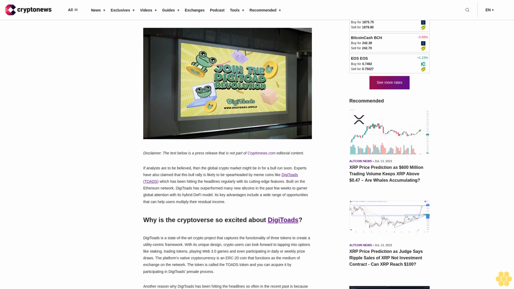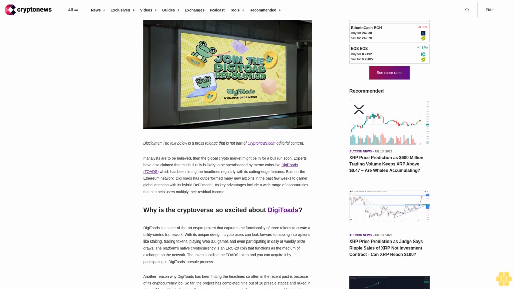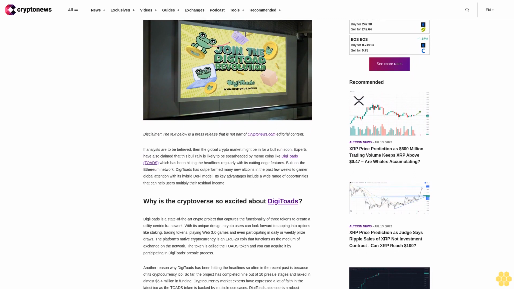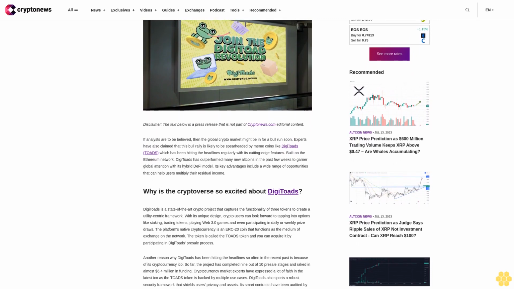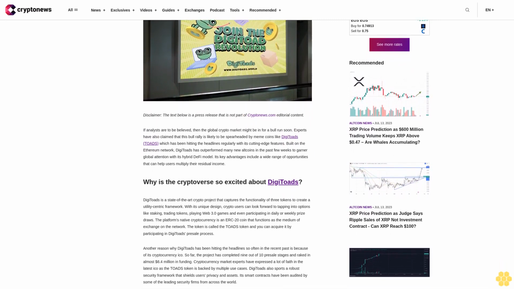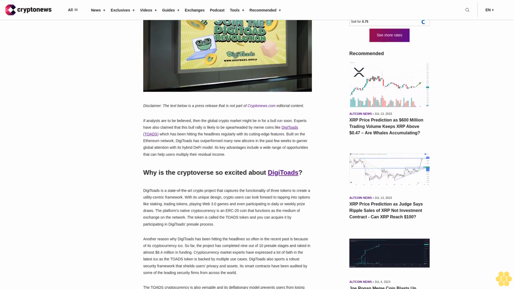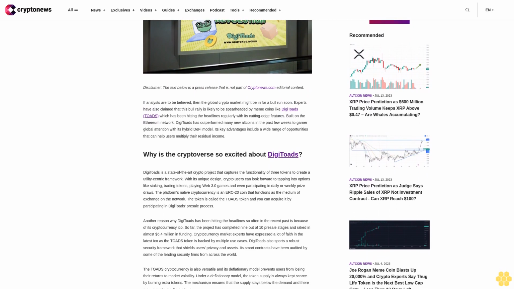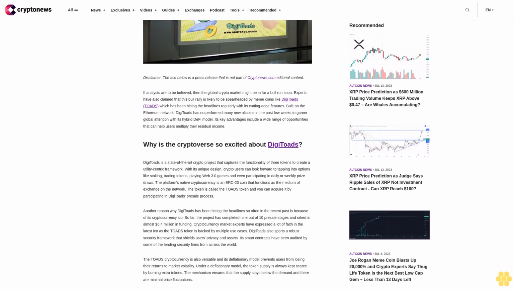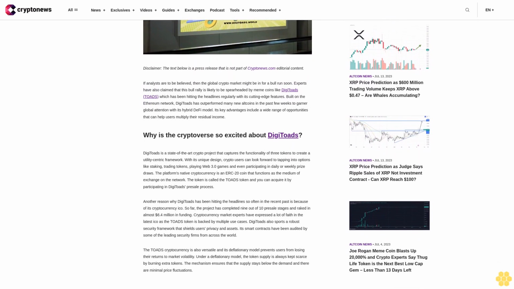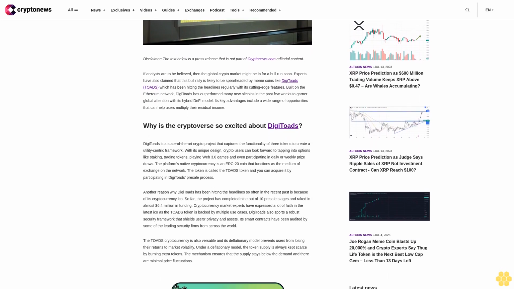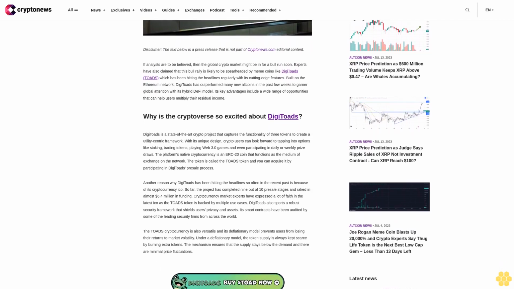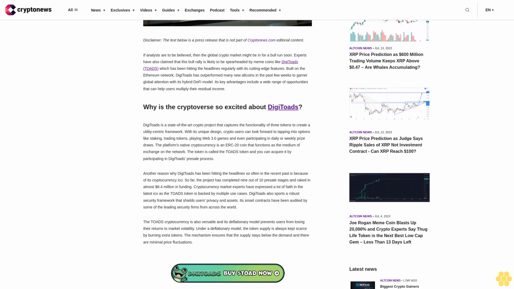If analysts are to be believed, then the global crypto market might be in for a bull run soon. Experts have also claimed that this bull rally is likely to be spearheaded by meme coins like DigiToads, which has been hitting the headlines regularly with its cutting-edge features. Built on the Ethereum network, DigiToads has outperformed many new altcoins in the past few weeks to garner global attention with its hybrid DeFi model. Its key advantages include a wide range of opportunities that can help users multiply their residual income.